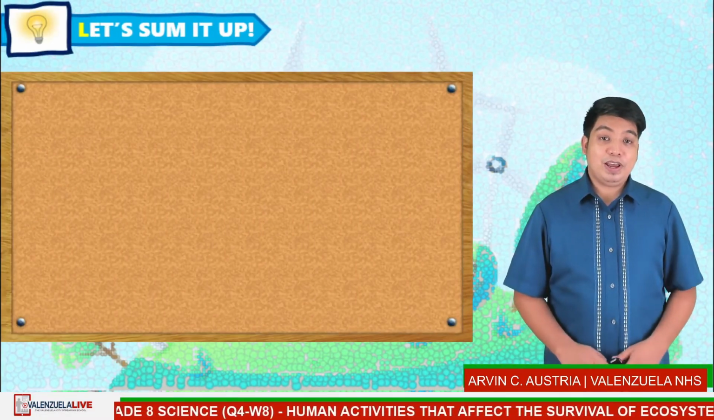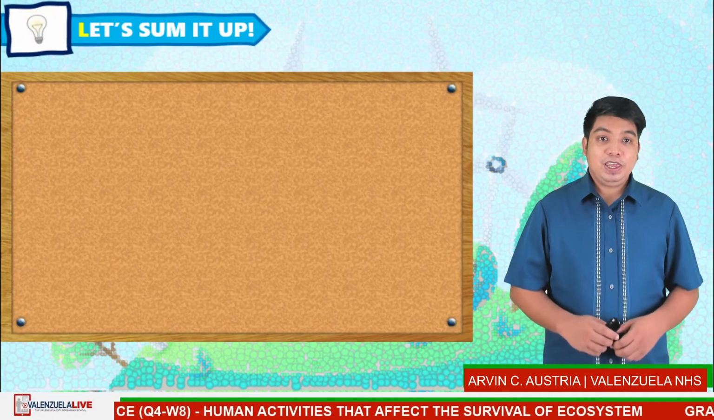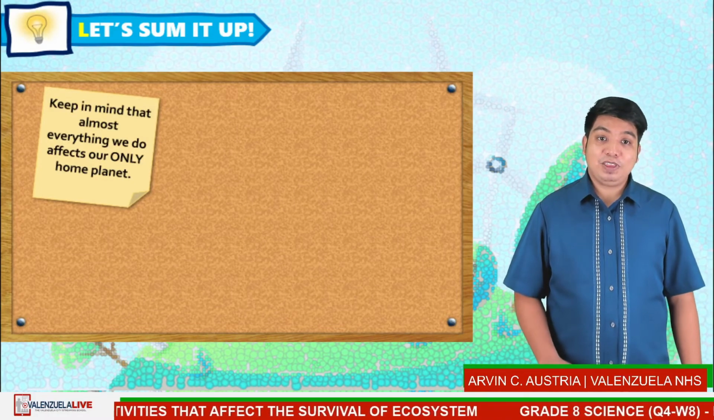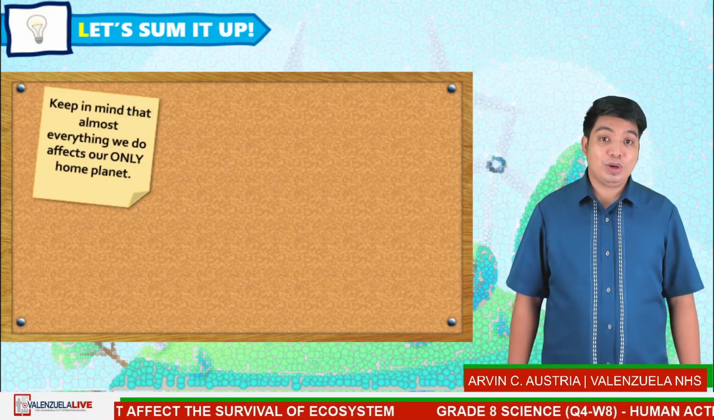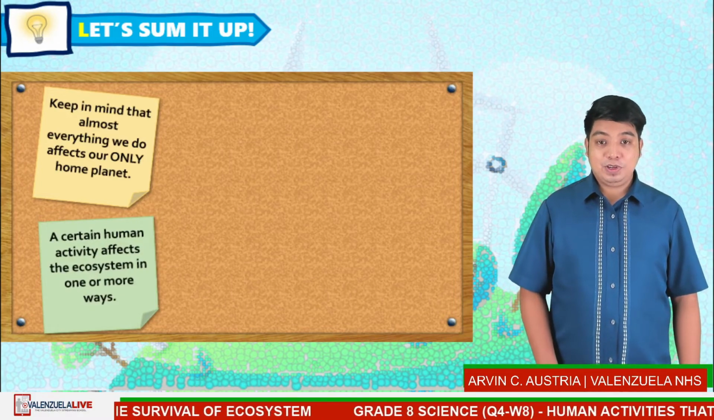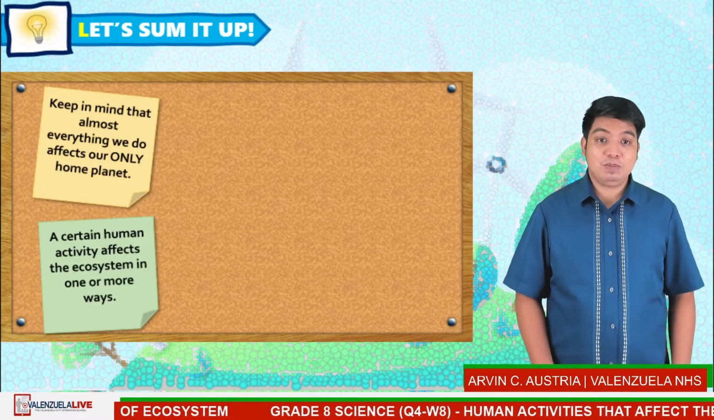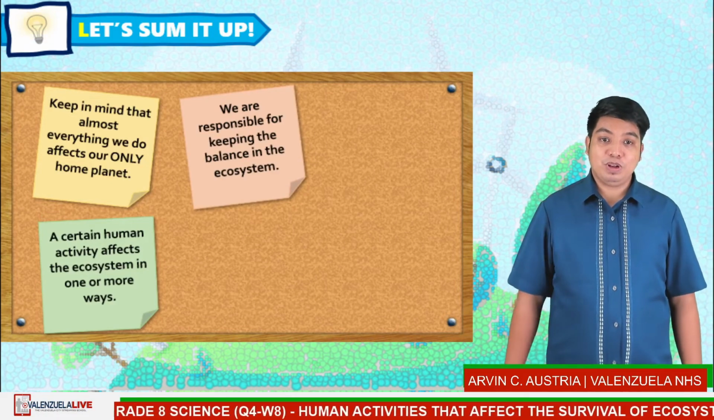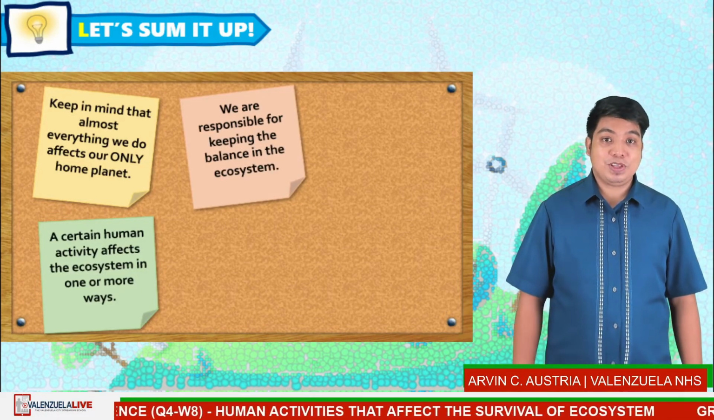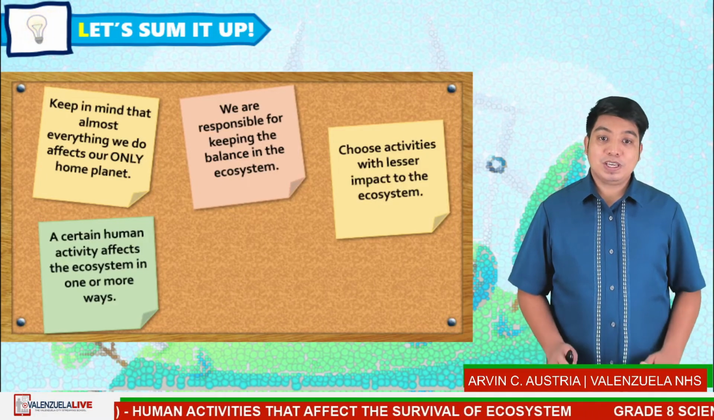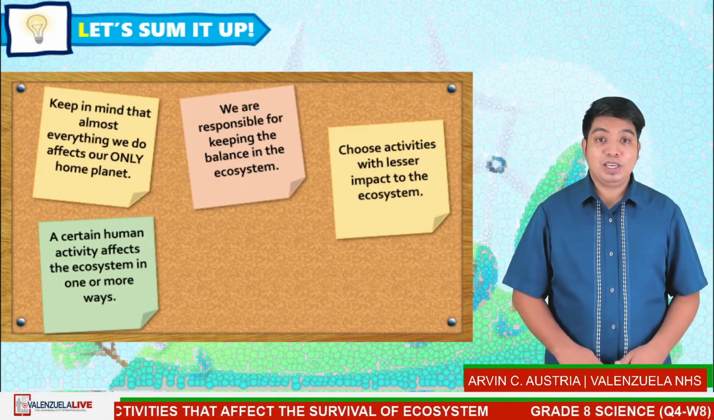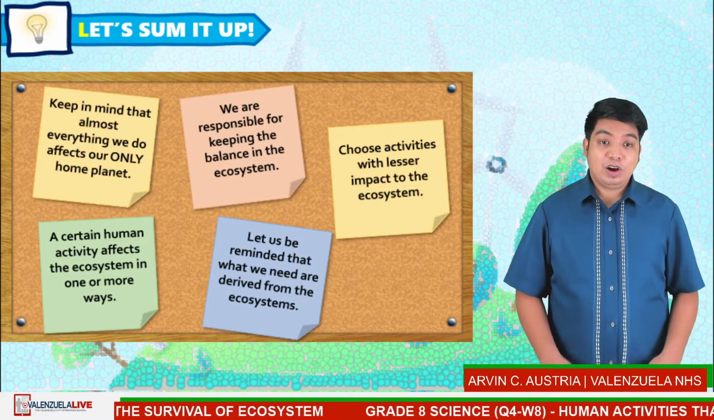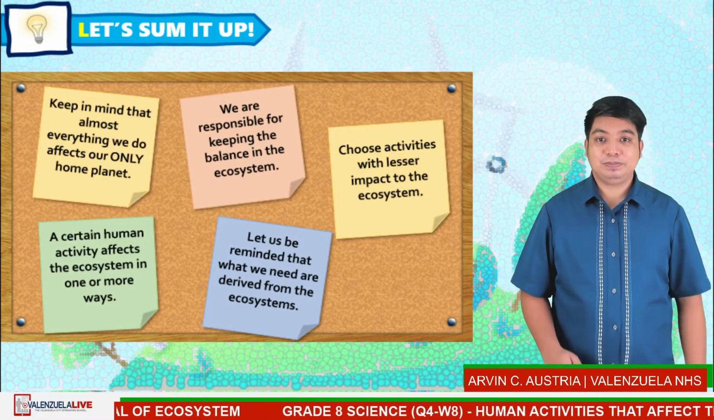Let us now summarize today's learnings. Here are the important points. Keep in mind that almost everything we do affects our only home planet. A certain human activity affects the ecosystem in one or more ways. We are responsible for keeping the balance in the ecosystem. Choose activities with lesser impact to the ecosystem. Let us be reminded that what we needed are derived from the ecosystems.